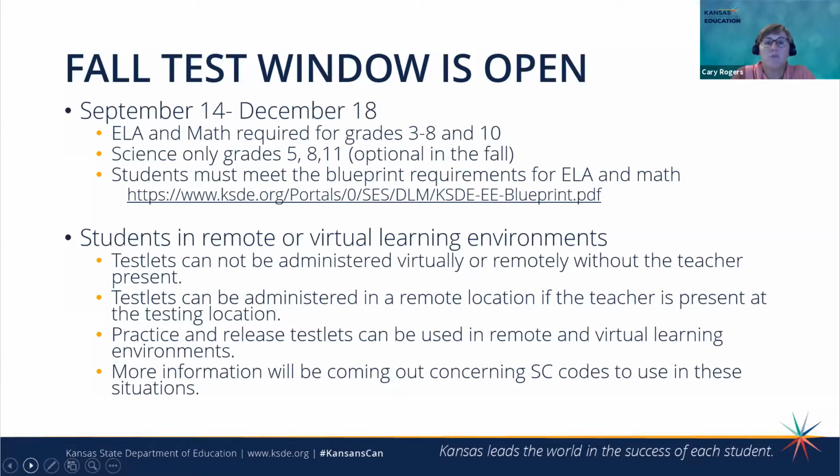The fall test window for the DLM is now open. The test window goes from September 14th to December 18th. Grades 3 through 8 and 10 are required to test in ELA and math. Only grades 5, 8, and 11 will be taking the science assessment. The science is optional for the fall test window.